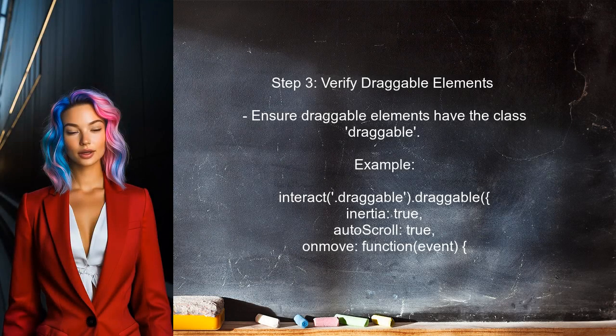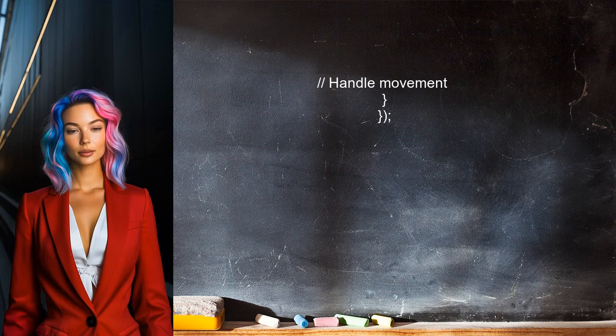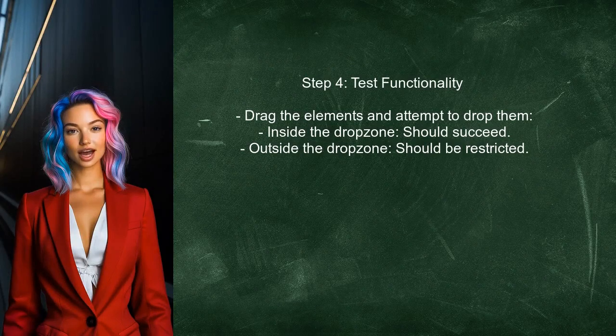After setting up the drop zone, the user should verify that the draggable elements are correctly configured to interact with the drop zone. This includes ensuring that the draggable elements have the correct class. Finally, the user should test the functionality by dragging the elements and attempting to drop them inside the drop zone. They should observe that dropping outside the drop zone is disabled.